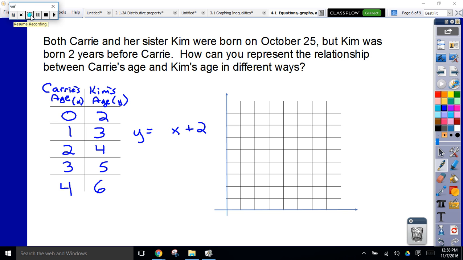Okay, so we have our equation, we have our table. Next we have to put together our graph. What are we going to put on the x-axis of our graph? Let's see. Becca, what would you put on the x-axis?